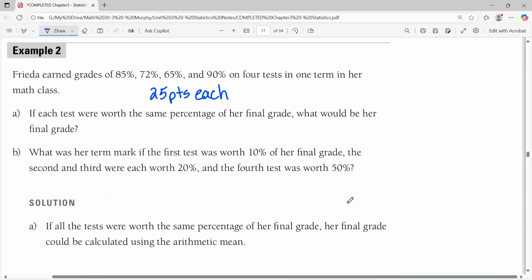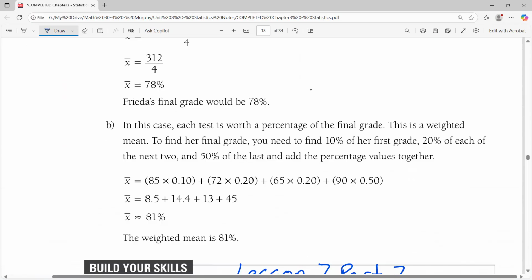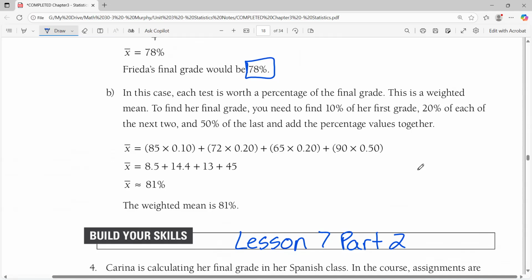However, B, what was her term mark if the first test was worth 10% of her final grade, the second and third were each worth 20, and the fourth was 50? Okay, so if you didn't have weightings, her grade would have come out to 78. Now, the way they calculate is you can do it the way they show: 85 times 0.1, 72 times 0.2, 65 times 0.2, and 90 times 0.5. However, the way I think is better is to reverse the decimals that they have there.